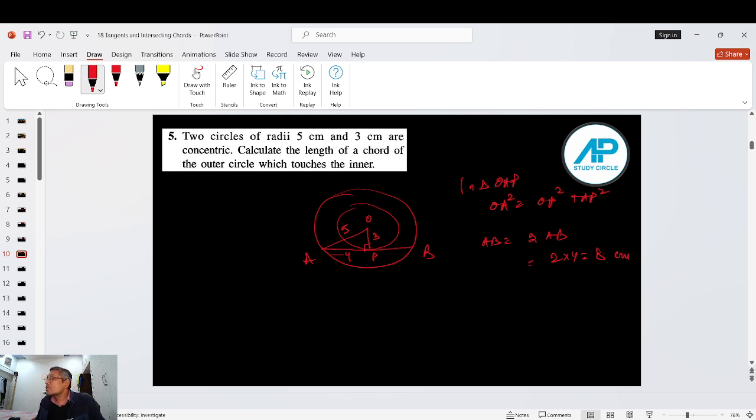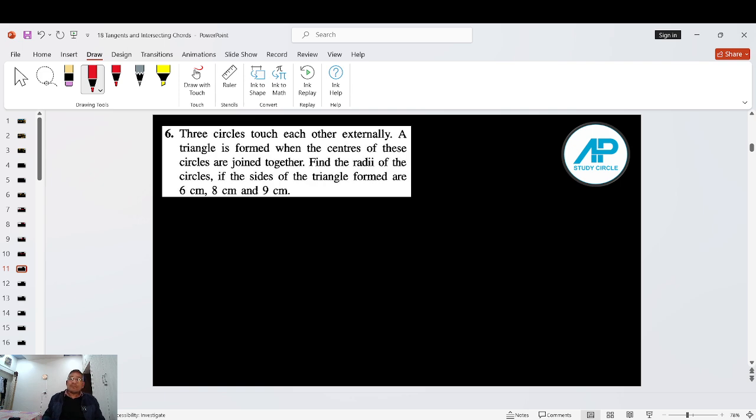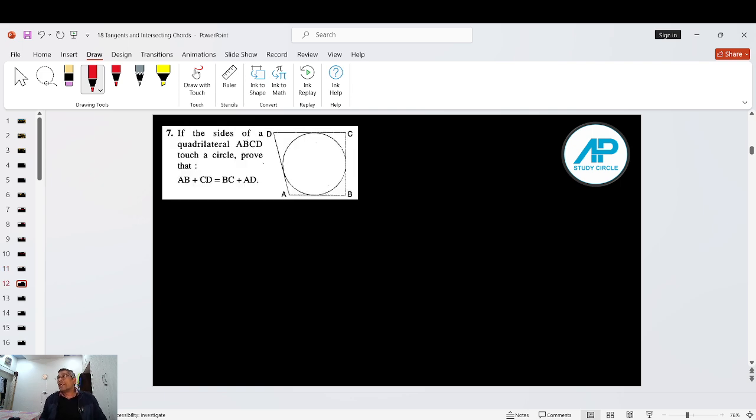Now, because point P is the midpoint of AB, that means I got AP as 4 and PB also as 4, so AB is equal to twice AP, or 8 centimeters. I hope the question is getting clear to you. Right, the important question.